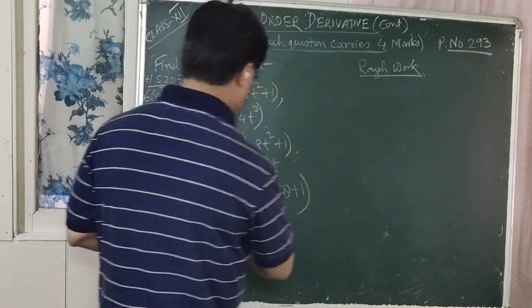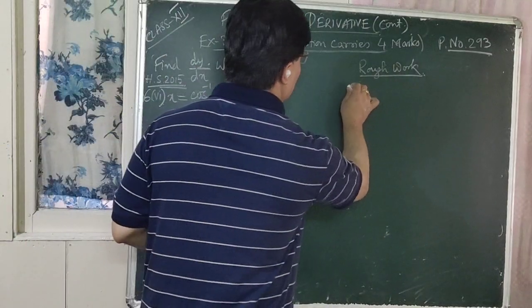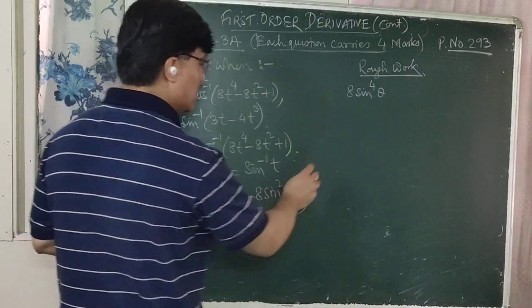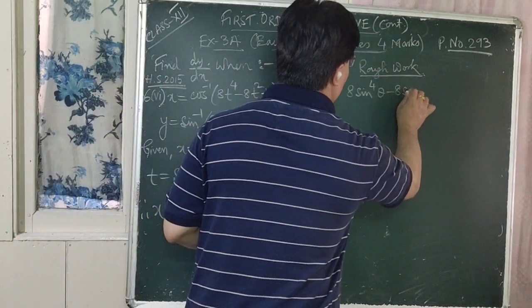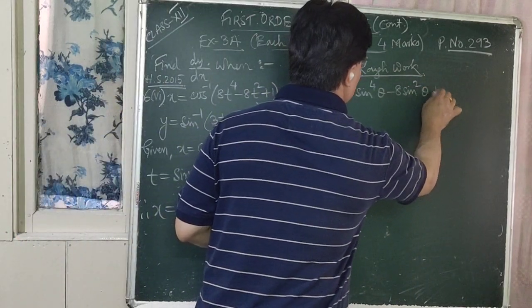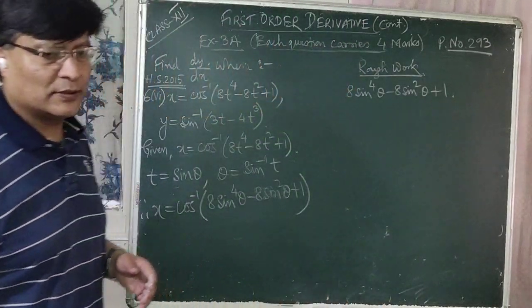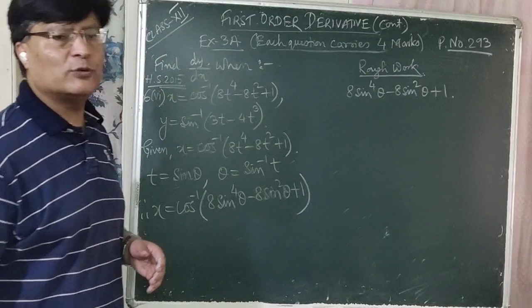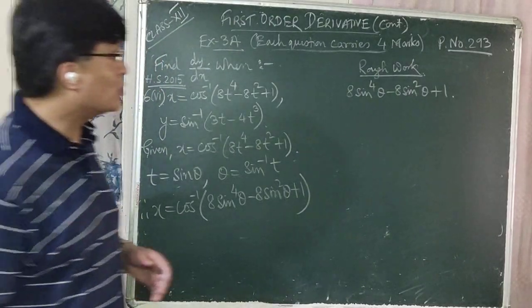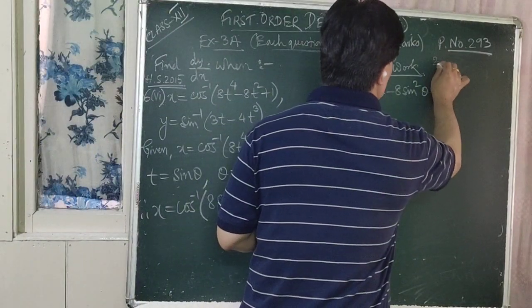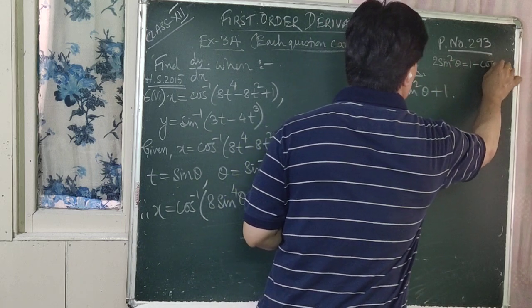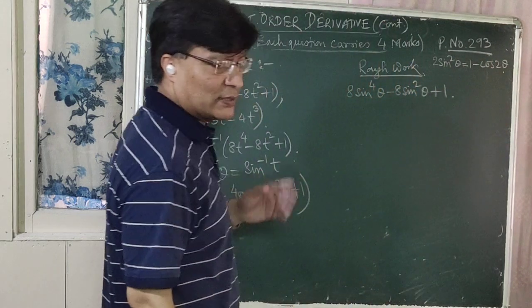Let us simplify the expression within the bracket, that is 8 sine to the power 4 theta minus 8 sine square theta plus 1. Let us simplify it. Now, in this case, you can use the formula of 2 sine square theta from multiple angles. What is 2 sine square theta equal to? It is 1 minus cos 2 theta, right?